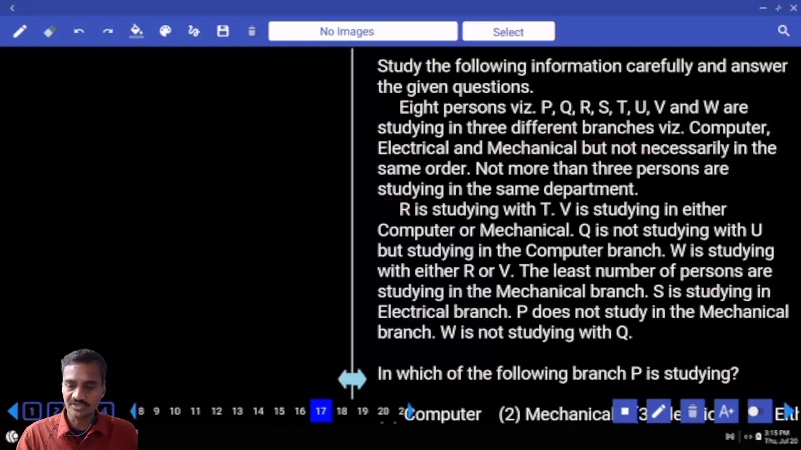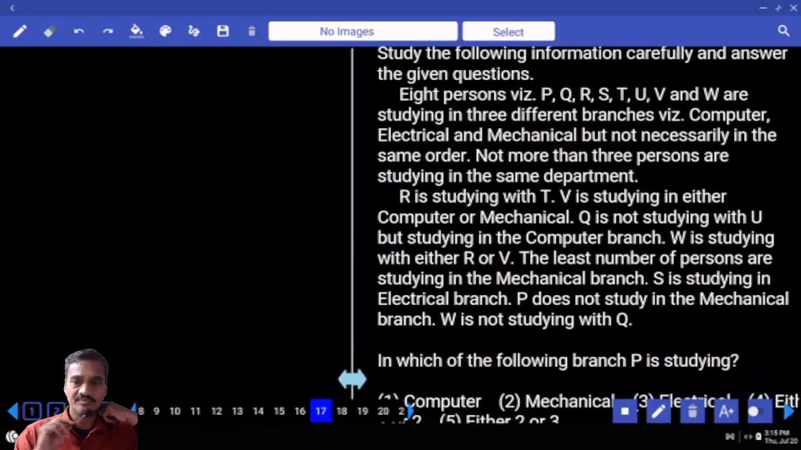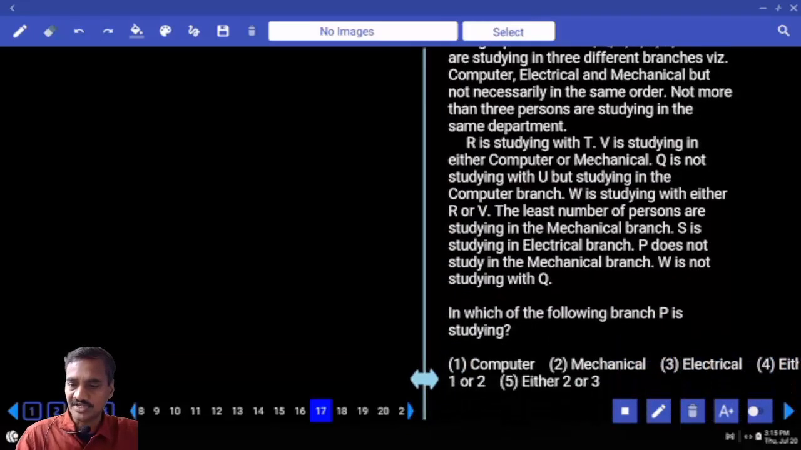Then 17 onwards, there are some 8 people working in 3 different branches. 8 persons, only 3 different branches were there. It comes under which category?